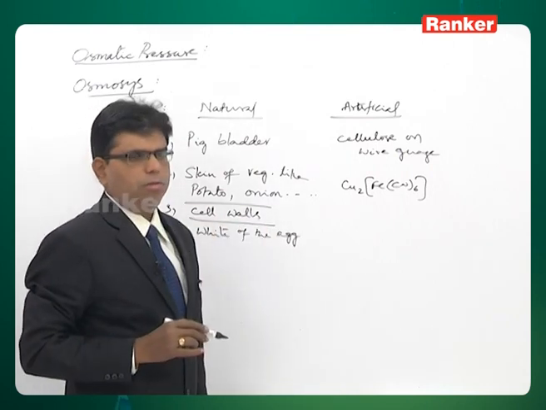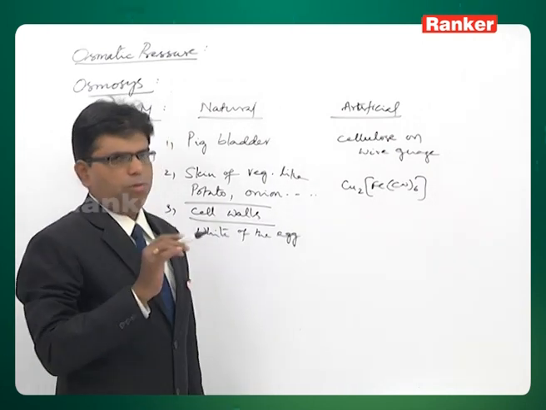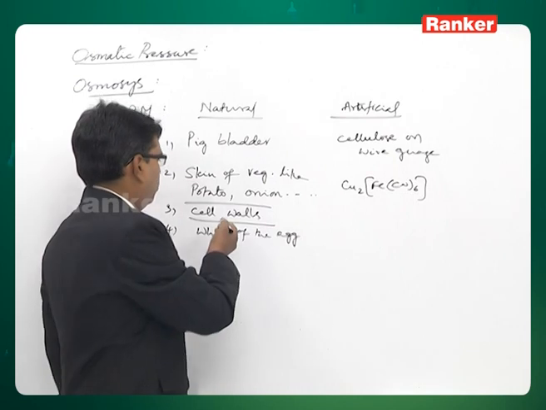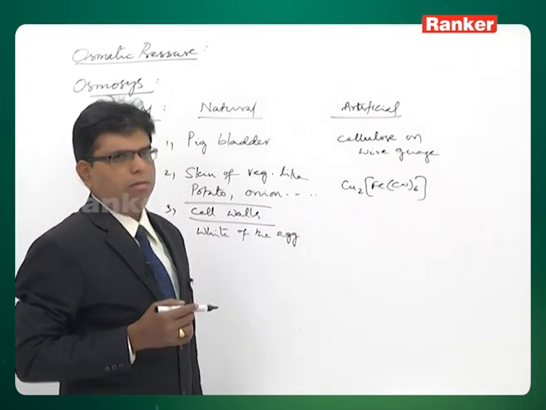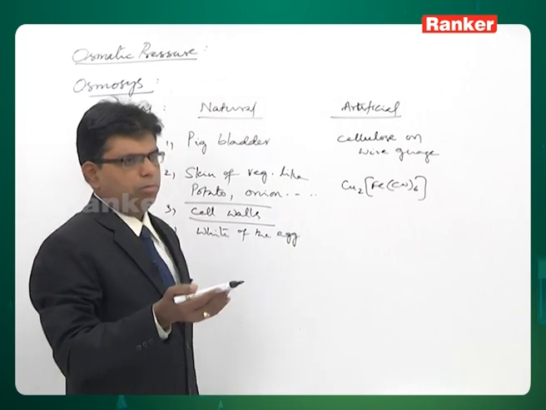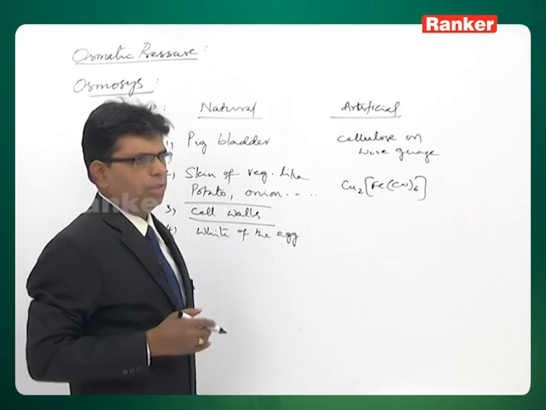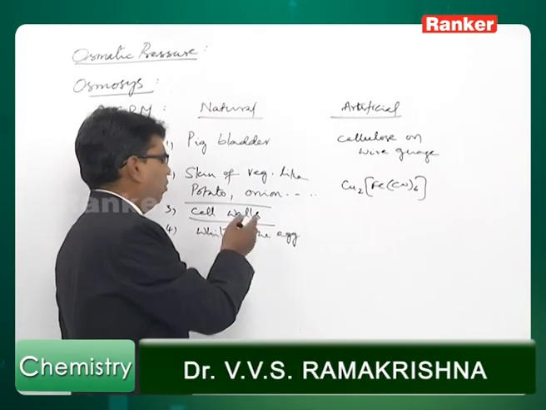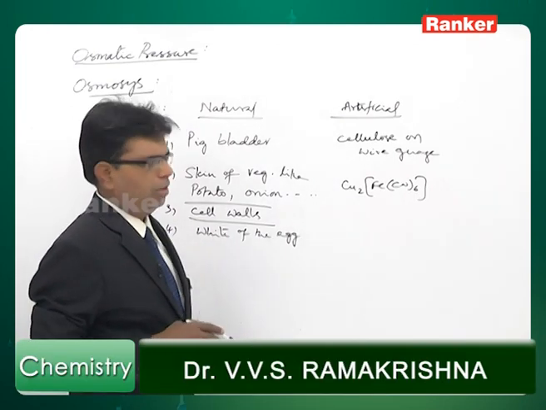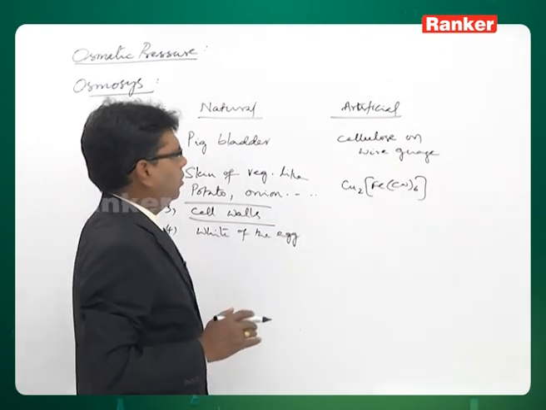So, as I told, cell walls will act as membranes. That is the reason that the flow from the outside environment into the cell, or from the cell into the outside environment, that exchange keeps taking place, right. So, these are all the natural and artificial membranes.